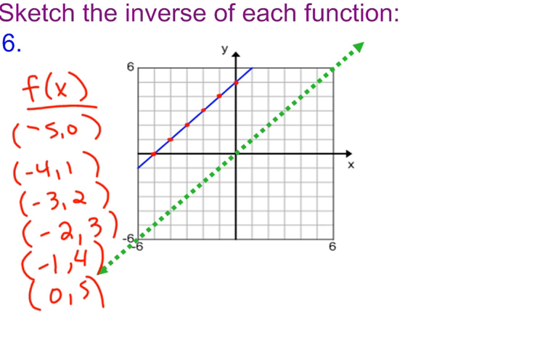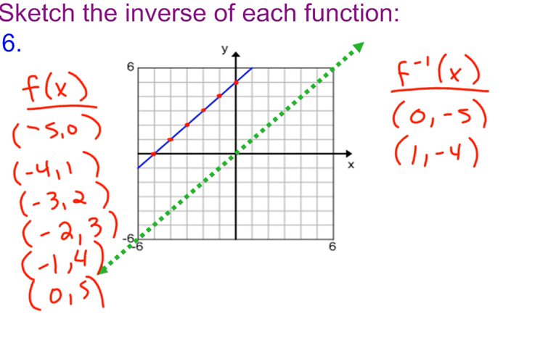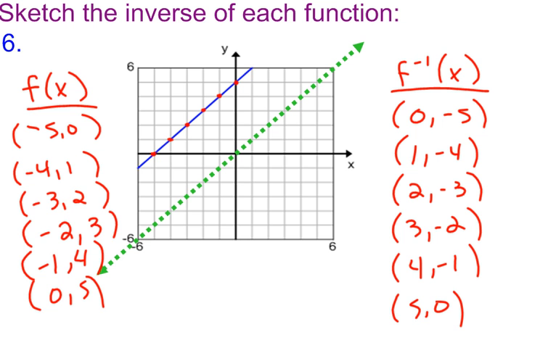So for my inverse function that I'm sketching, I would then just flip those ordered pairs. So I would say I'm going to use 0, negative 5, 1, negative 4, 2, negative 3, 3, negative 2, 4, negative 1, and 5, 0. So then I just plot those points. 0, negative 5, 1, negative 4, 2, negative 3, 3, negative 2, 4, negative 1, 5, 0.